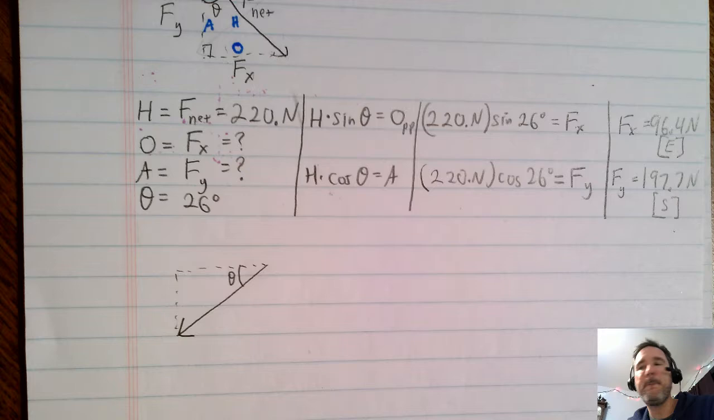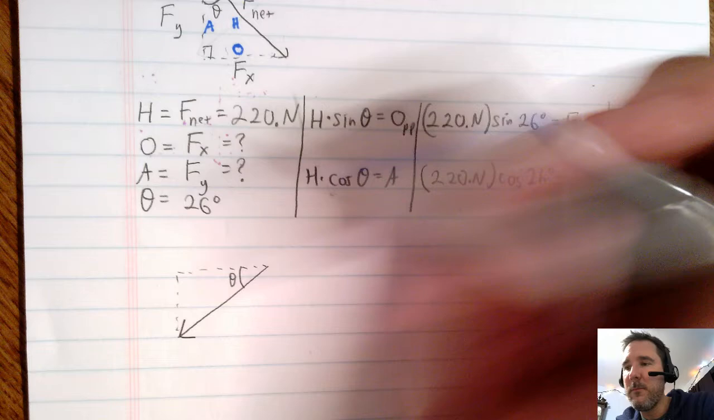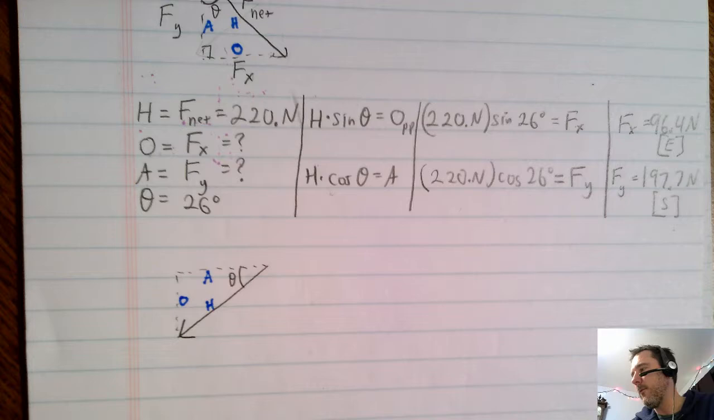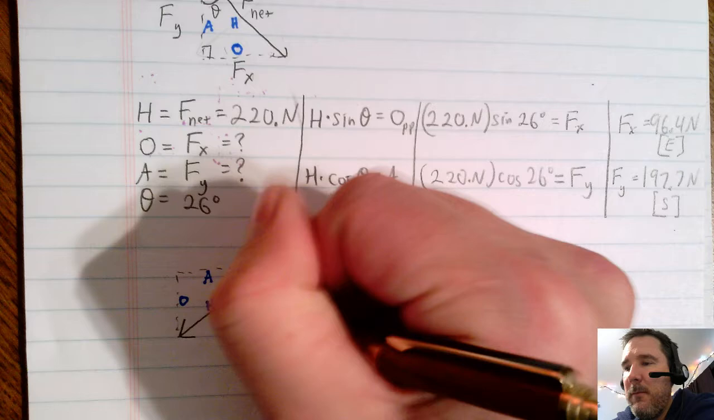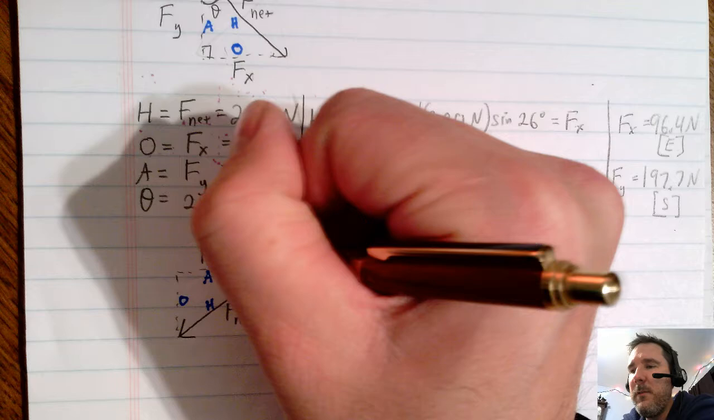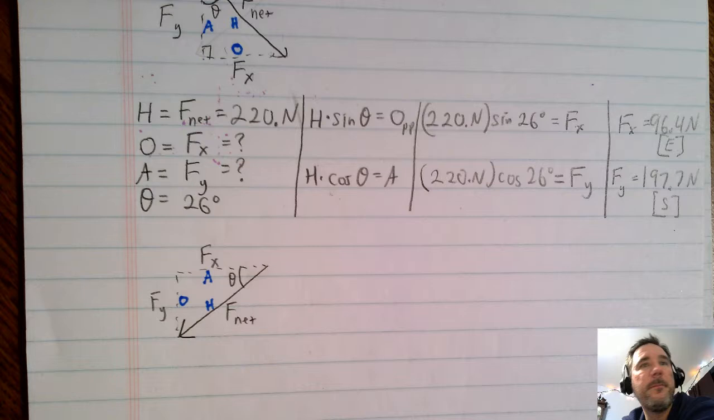Then, so I don't make mistakes, my adjacent side, which is right next to the angle, my opposite side from the angle, and my hypotenuse. All right, so there's my triangle. This represents the net force of that particular thruster. This one represents the x, and this one represents the force in the y direction.